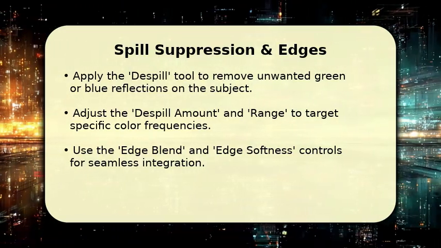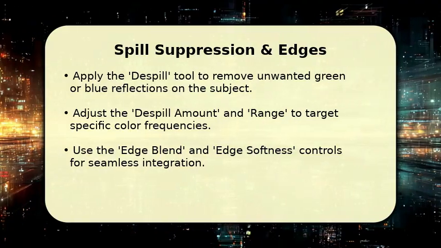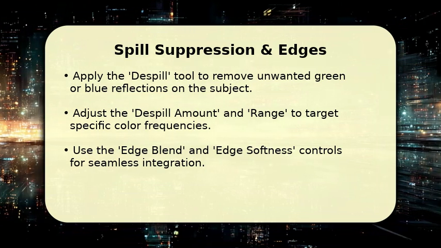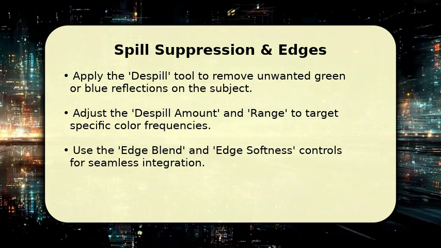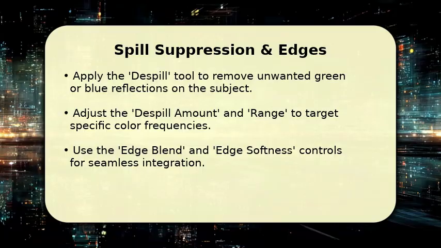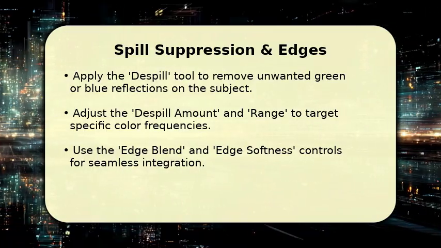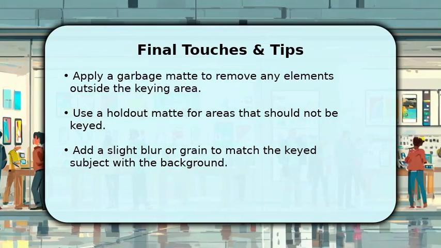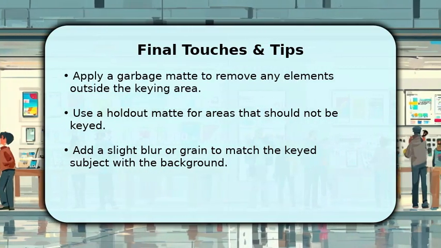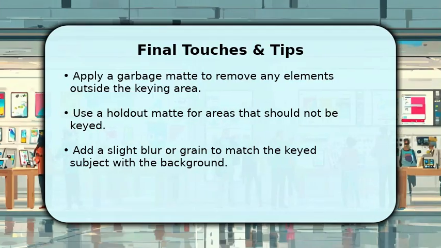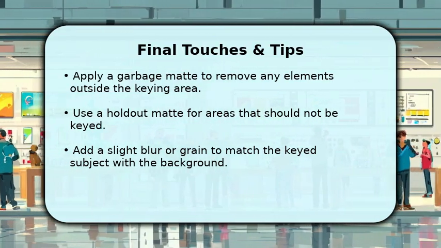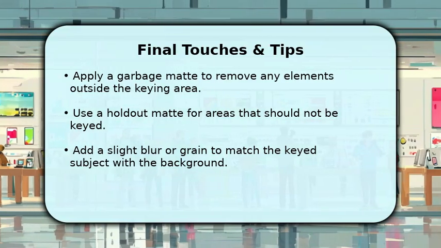For seamless integration, fine-tune the edge blend and edge softness parameters. A slight blend can help the keyed subject sit more naturally within the new background, preventing harsh cutouts and ensuring a realistic composite. For the final touches, consider adding a garbage mat around your subject to eliminate any unwanted elements outside the screen area. Conversely, a holdout mat can protect parts of your subject that might be accidentally keyed out.